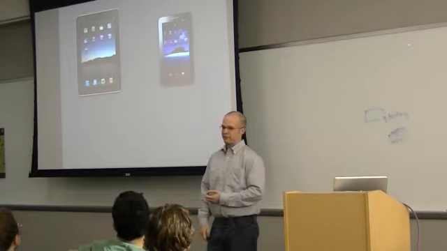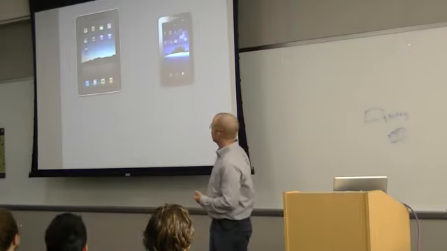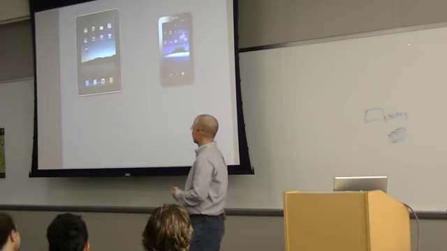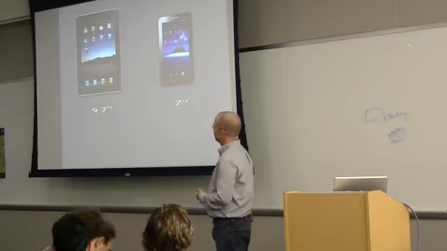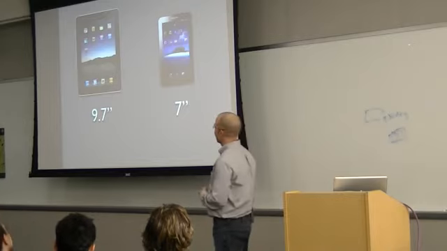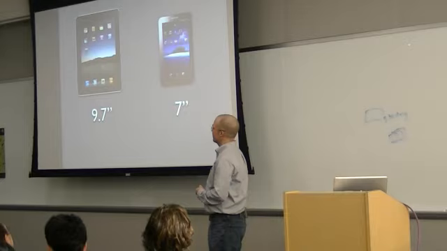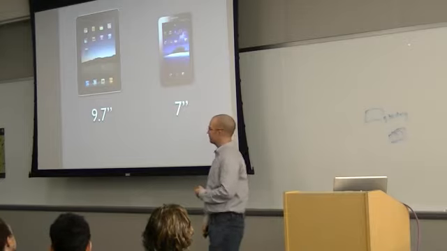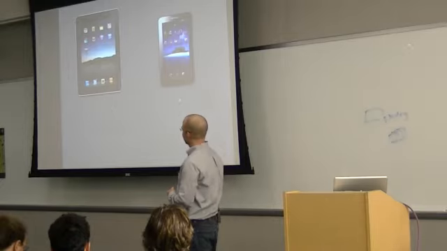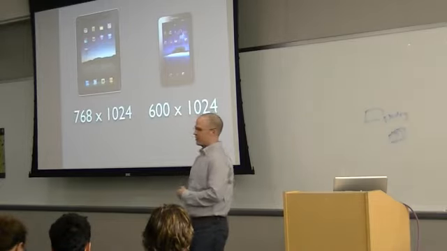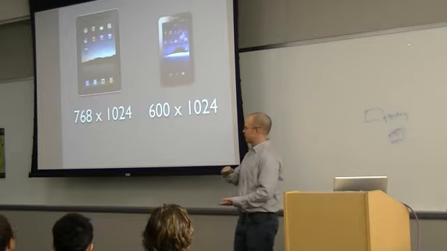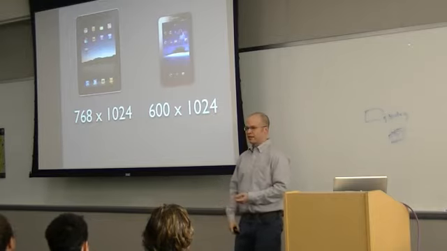So these are our friends. This is iPad and its ugly brother, step sibling, the Galaxy tablet. And these are about 9.7 inches diagonally, and one's about 7 inches diagonally. So the physical size is interesting. But what gets more interesting is that within this physical size, they share the same number of pixels in height. So the same number of pixels in height, different physical size.